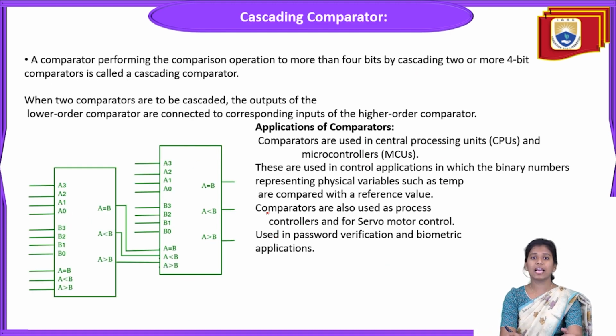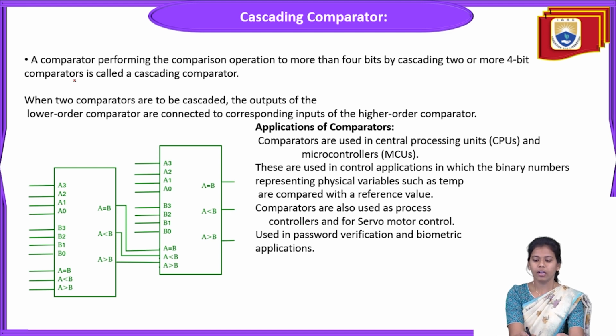Now, coming to the cascade comparators. What does cascading mean? Not only in comparators but also in different combinational circuits, cascading can be done. When it comes to hardware, or the multiplexer, demultiplexer, decoder, and encoder, whatever combinational circuits you are considering, we can go for cascading. Cascading is nothing but taking one more similar kind of circuit and arranging it in parallel or in series.